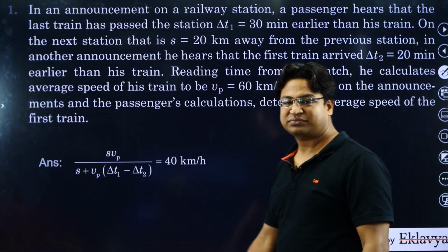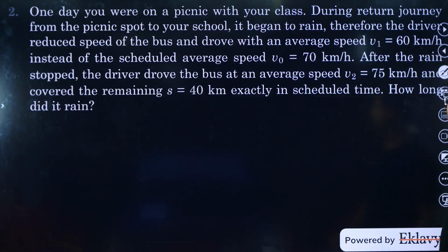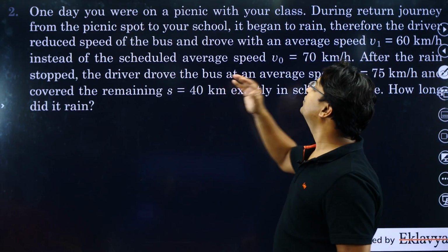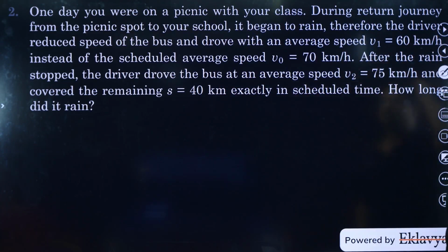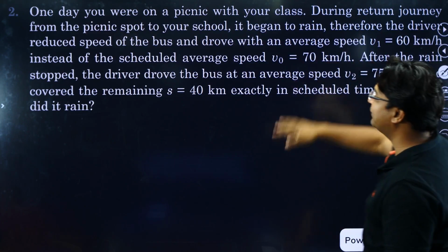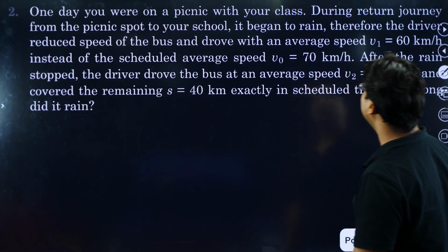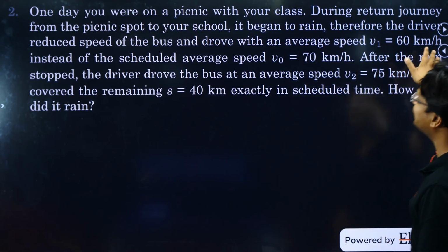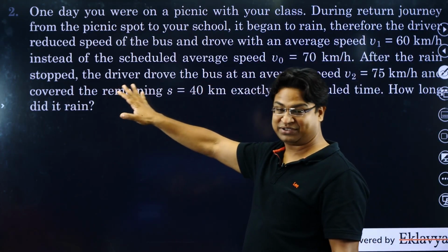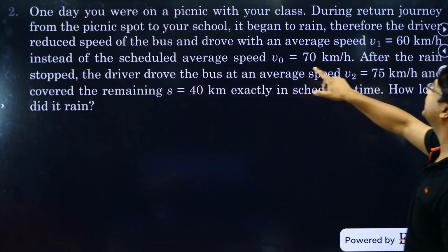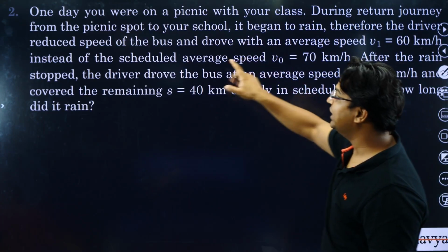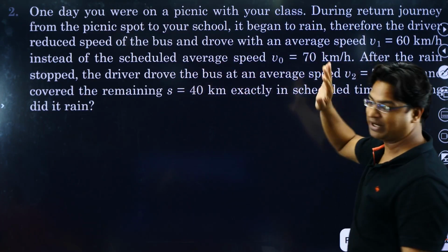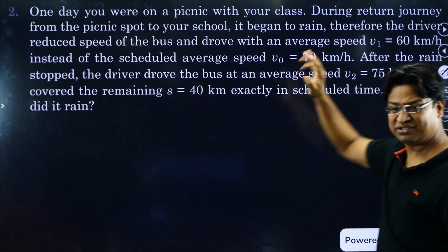Alright students, now this question says, one day you were on a picnic with your class. That's good. During the return journey from the picnic spot to your school, it began to rain. Therefore the driver reduced the speed of the bus, good driver, and drove with an average speed of 60 km per hour instead of the scheduled average speed of 70 km per hour. Alright, I think 60 km per hour is still fast.